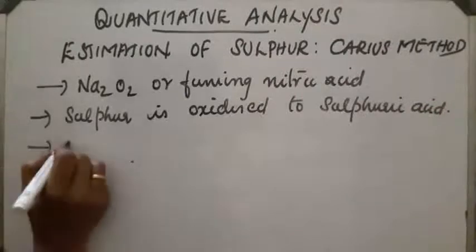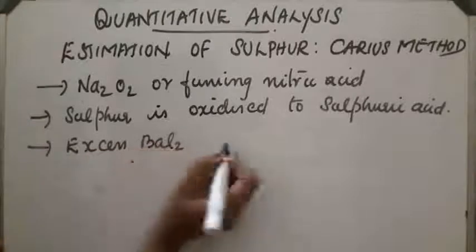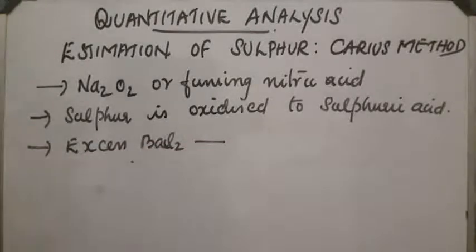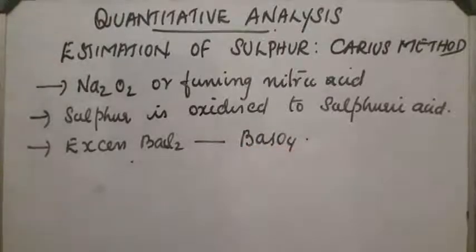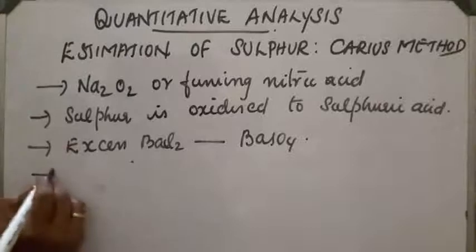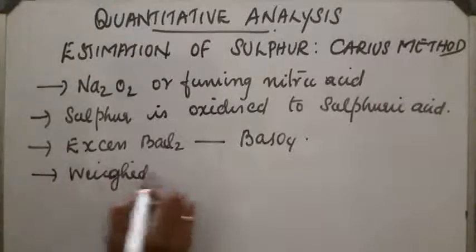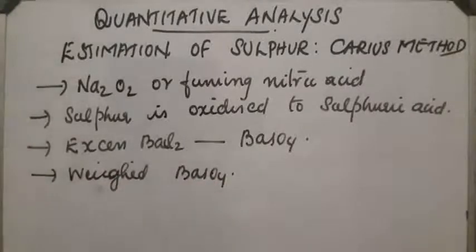Now we are adding excess of barium chloride solution. So sulfur present in the compound gets precipitated as barium sulfate. This precipitate is filtered, washed, dried and weighed, from which we can calculate the percentage composition of sulfur present in the compound.